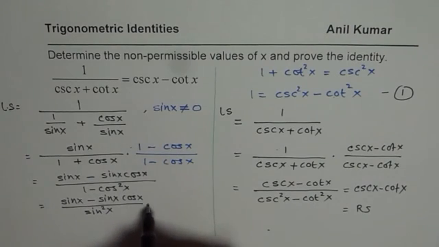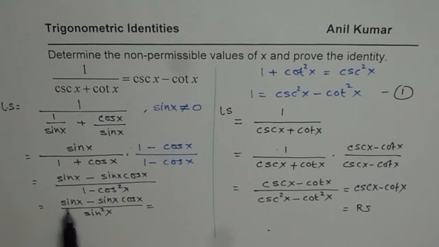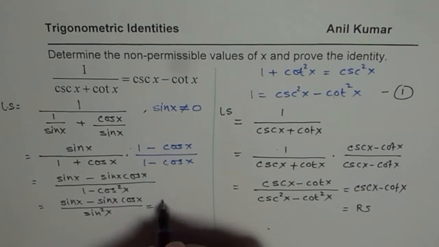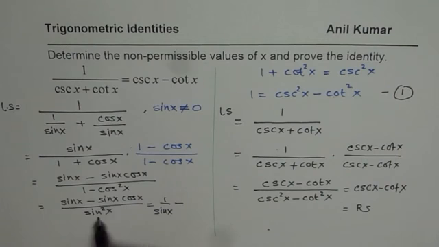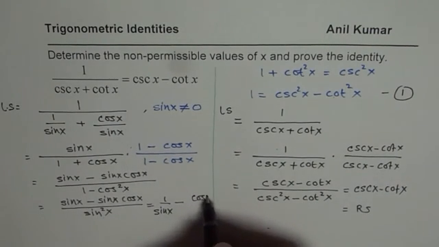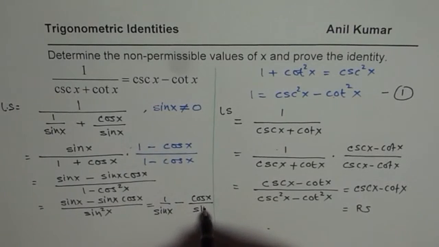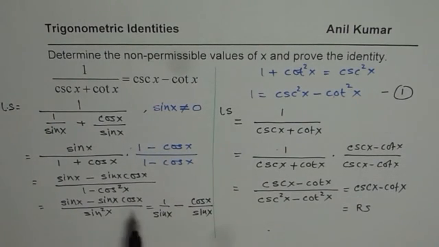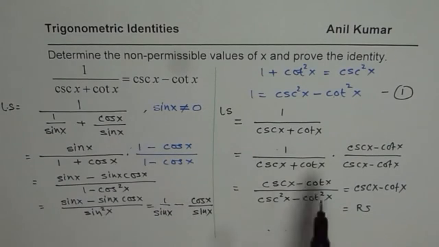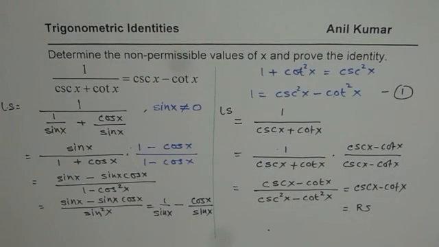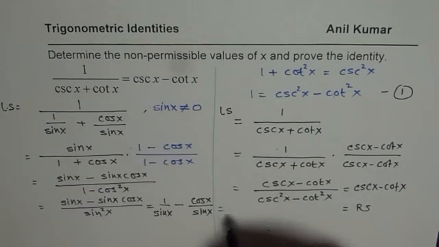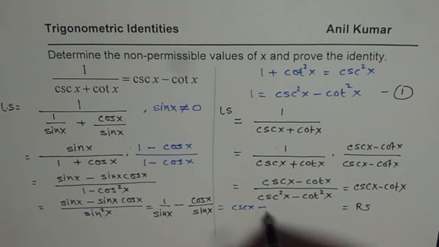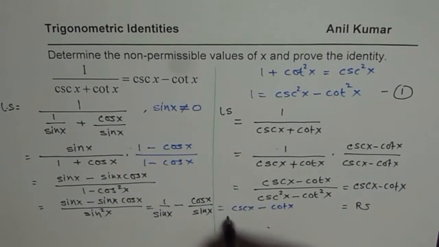Correct? Sine square x. And now individually, sine x divided by sine square x is 1 over sine x, minus, if you do this ratio, sine x cancels, you get cos x over sine x. Is that okay? So that is what you get, which is your right side, right? So 1 over sine x is cosecant x minus cot x, which equals the right side.